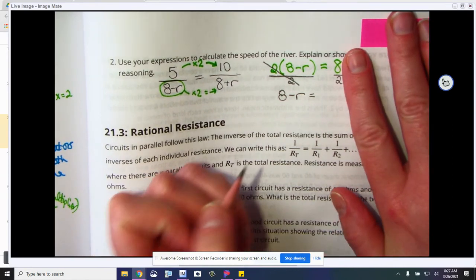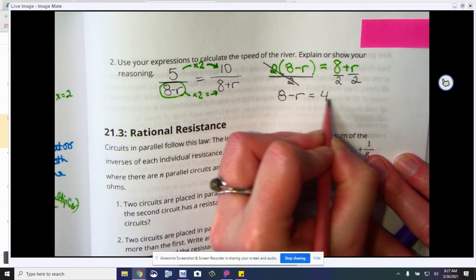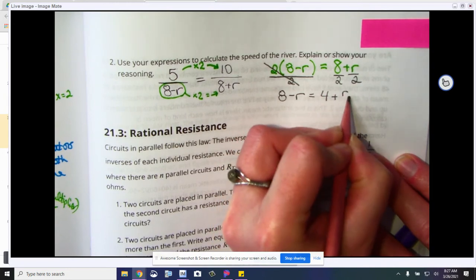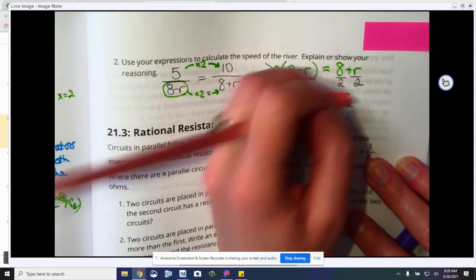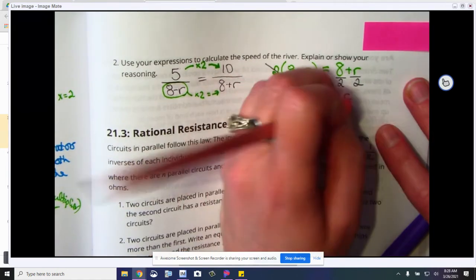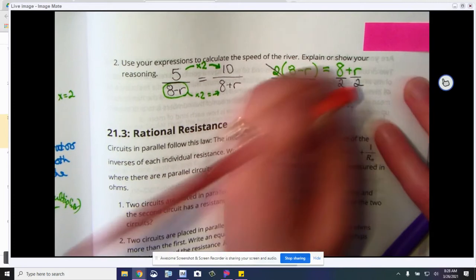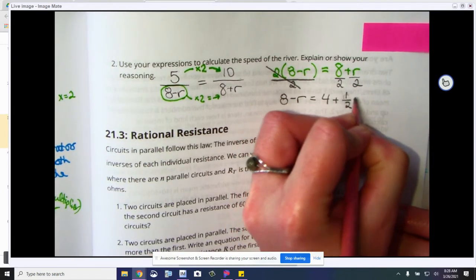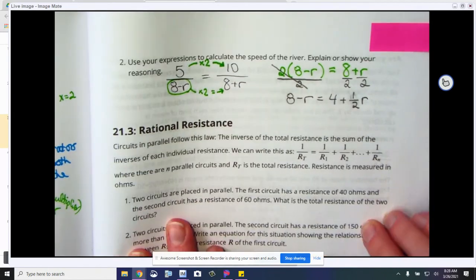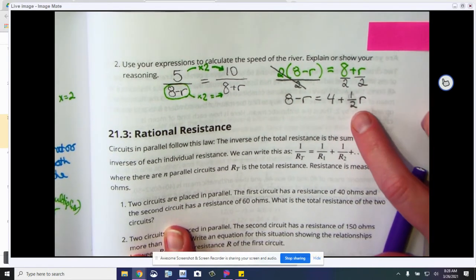Nice. And Ollie's saying 8 divided by 2 is 4 plus r over 2. Or I can rewrite this. If I'm taking r and dividing it by 2, I'm going to actually rewrite this as 1/2 r. I'm taking r and dividing it by 2, so I'm taking half of r.